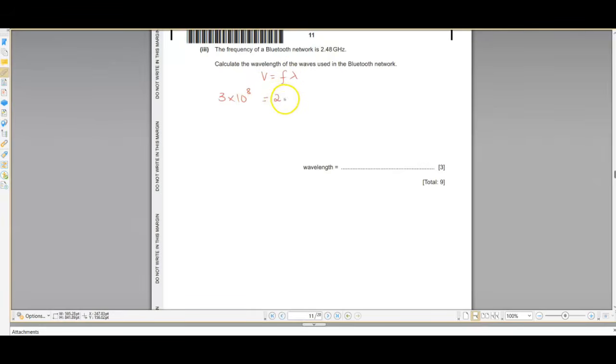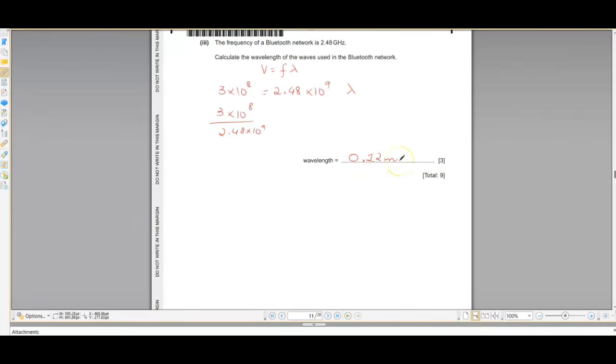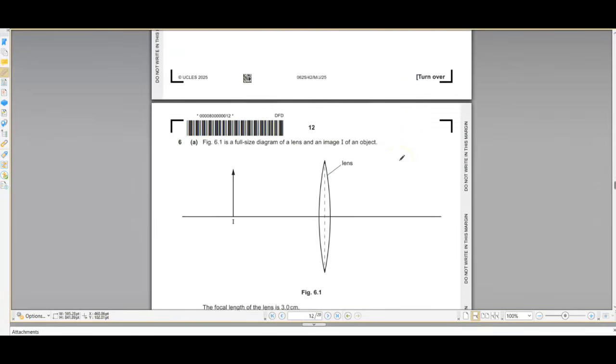Frequency is being given as 2.48 gigahertz, and giga is 10 raised to the power 9. So we are going to convert it into hertz, and then we are going to have lambda. So 3 into 10 raised to the power 8 by 2.48 into 10 raised to the power 9 gives us the wavelength, which is 0.12 meters. Okay. Moving forward.